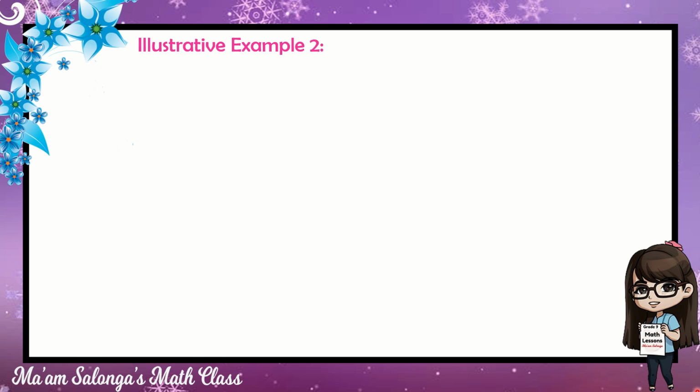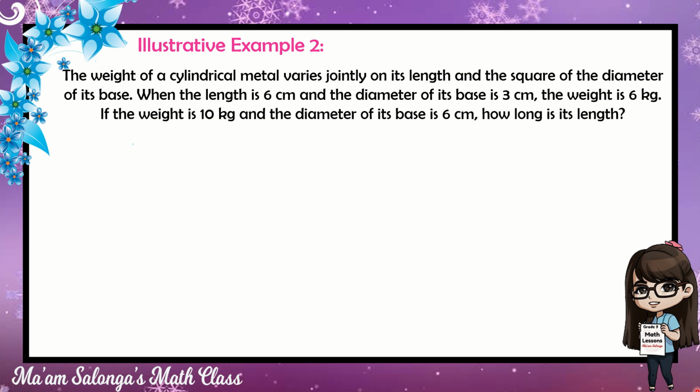Next example, number 2. The weight of a cylindrical metal varies jointly on its length and the square of the diameter of its base. When the length is 6 cm and the diameter of its base is 3 cm, the weight is 6 kilograms. If the weight is 10 kilograms and the diameter of its base is 6 cm, how long is its length? So let's identify the quantities that vary jointly.